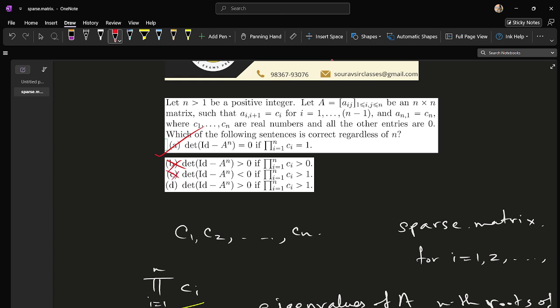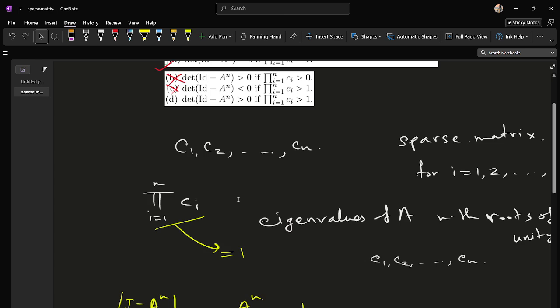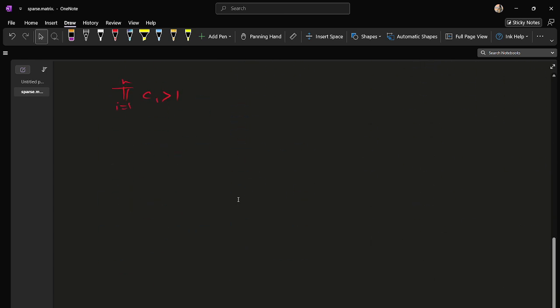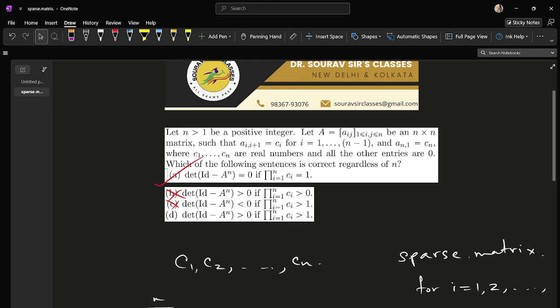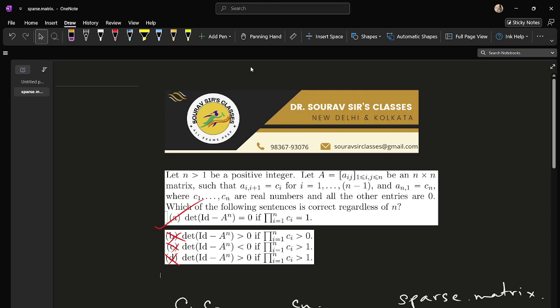So let's check option D, which tells us that the determinant of identity minus A to the power n will be greater than 0 if the product is greater than 1. As argued in C, even if the product is greater than 1, it does not guarantee that the determinant is positive. The determinant depends on how the eigenvalues interact. So statement D is false. The correct option of this question will be option A.